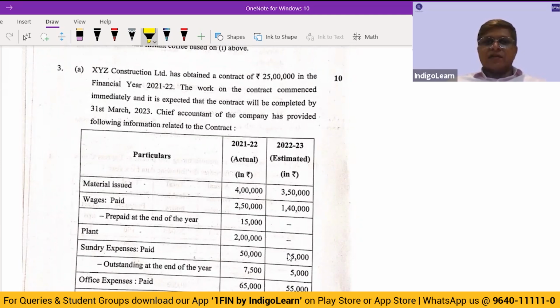3A, XYZ Construction Limited. Looks like a question on contract costing. Has obtained a contract of rupees 25 lakhs in the financial year 21-22. The work on the contract commenced immediately and it is expected that the contract will be completed by March 23. So 2 years are involved, 21-22, 22-23. They have given the actuals for the first year and estimated for the second year. So, we have solved multiple questions like this in our classes. Here, I am assuming they will ask us to calculate the total estimated profit on the contract, and they will ask us to draw up the contract account for the first year.